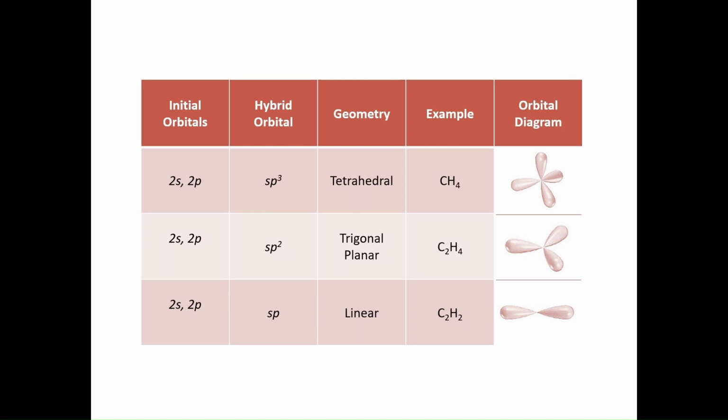So to review, with every type of hybridization that we just discussed, we initially started off with a 2s orbital and 2p orbitals. Now, for sp3 hybridization, we created a geometric structure that is tetrahedral, and the example we covered was methane. For the sp2 hybridization, we created a geometric structure that was trigonal planar, and the example we covered was ethene. And for sp hybridization, the geometric structure we created was linear, and the example we covered was ethyne.